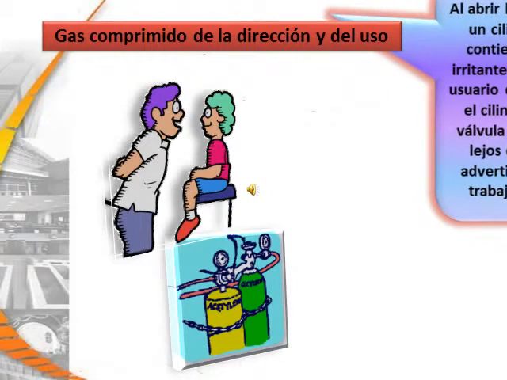When opening the valve on a cylinder containing an irritating or toxic gas, the user should position the cylinder with the valve pointing away from them and warn those working nearby.